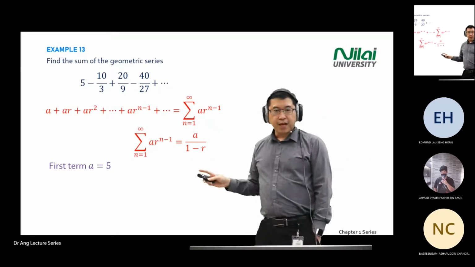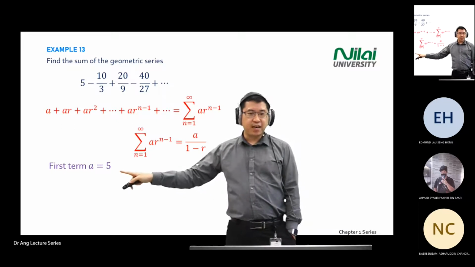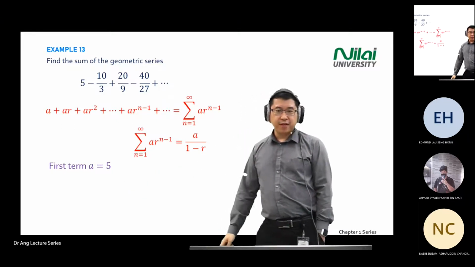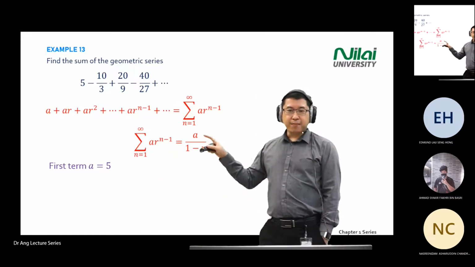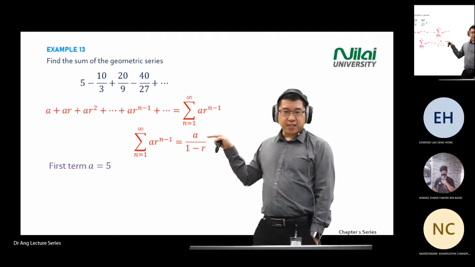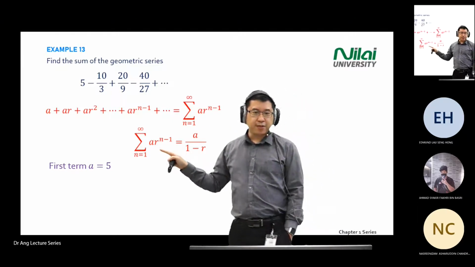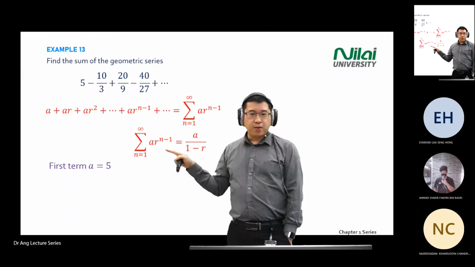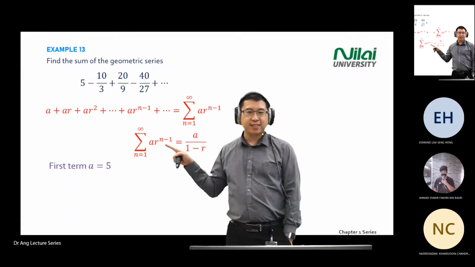So how do we know the first term is 5? What is meant by the first term? The first term means the first number. Okay, Nizam, you look at this equation, maybe this one. So this question is for you. When you have the first term, what is the n number?